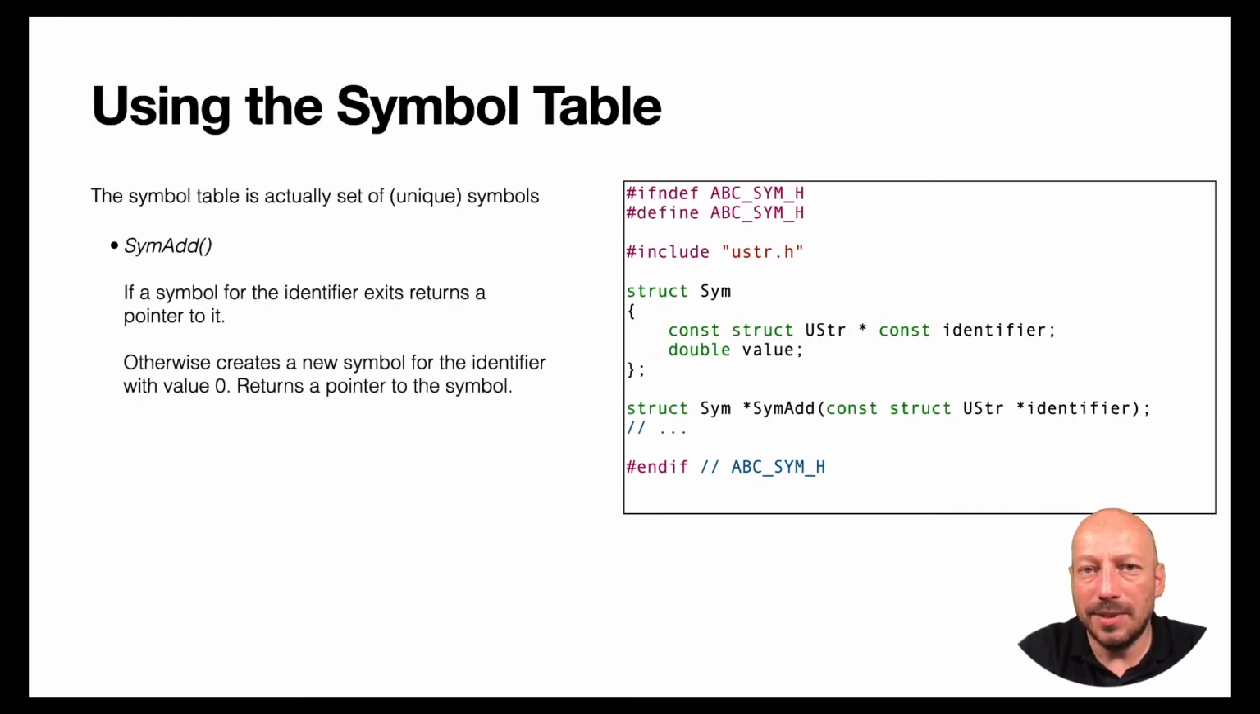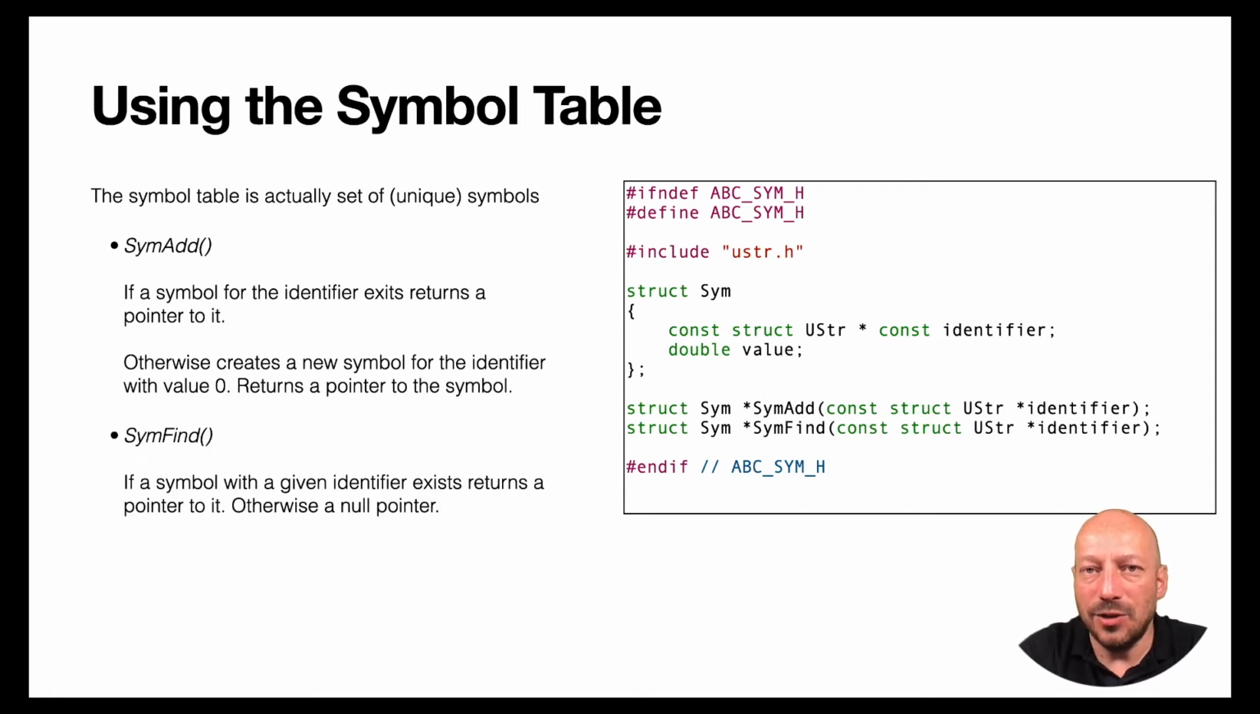The symbol table simply will be a pool of unique symbols. That means for a given identifier you can have exactly one symbol, and there will be two functions for using the symbol table. One function, symAdd, can be used for adding a new symbol for a given identifier. If a symbol with this identifier already exists, then this will not be an error. This simply means that this function will return a pointer to this already existing symbol. And otherwise a new symbol gets created with default value 0.